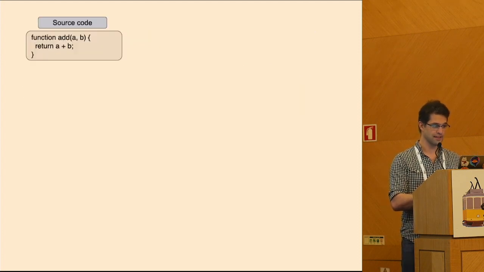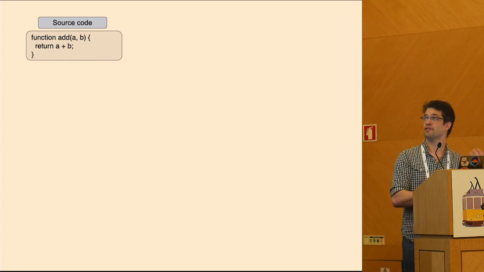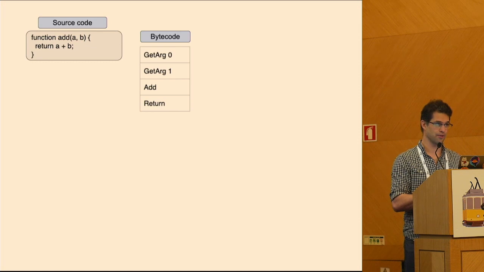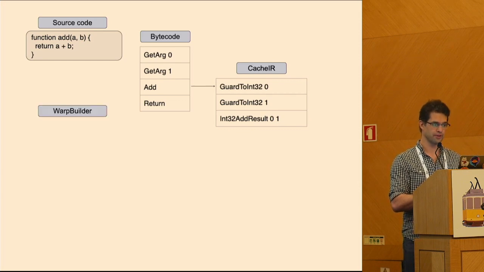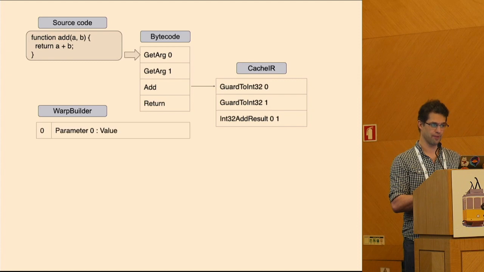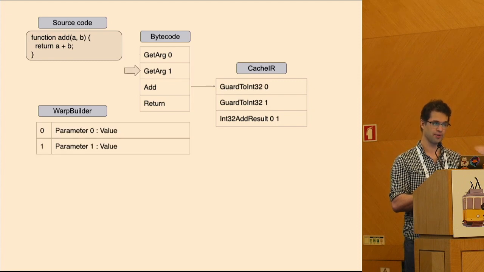As an example of how this works in practice, if we have some very simple source code that's just a function that's adding two numbers together, this will have some bytecode. It gets the arguments, it adds them, it returns them. This is a stack-based machine. And then we have CacheIR for this that will guard each of these values, add them together, and then return the result. Now what Warp Builder will see is it will start walking through the bytecode. It will see we get an argument, we get another argument, and then when it gets to the add, the important thing to realize is that Warp Builder actually knows absolutely nothing about addition.